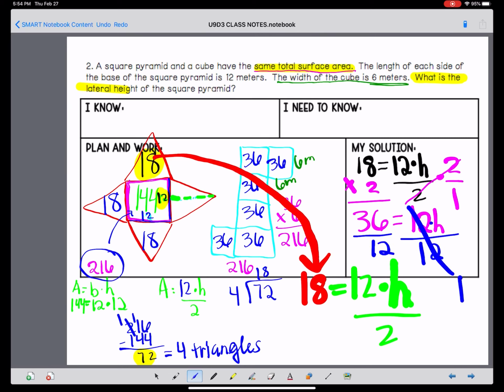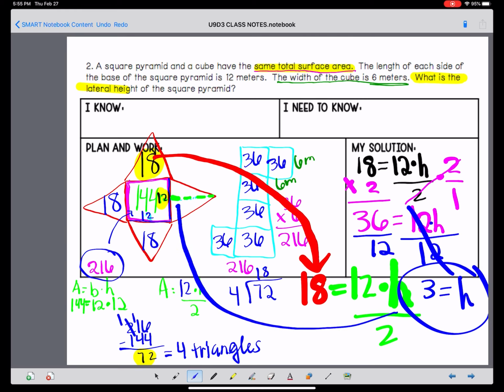And now we're left with H equals 36 divided by 12, which is 3. So the lateral height of our triangle way over here equals 3. Wow, that was so much. I also forgot to fill in a couple spaces.